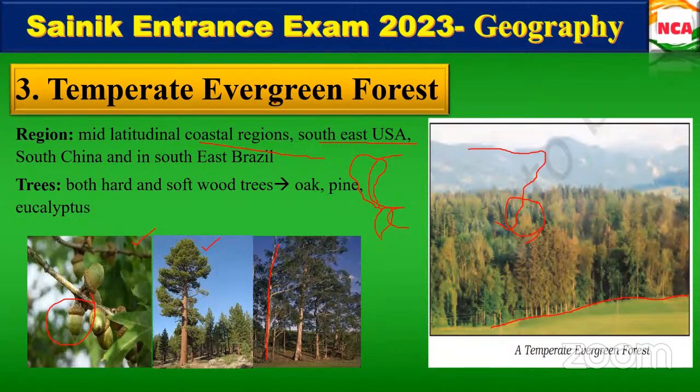See here, Southeast USA. This is the South. Then South China also. China is on the eastern part. And also East Brazil, Southeast Brazil. The Brazil region is like this only, right? So when you take this one, this is the South Brazil part. This is Brazil, right?